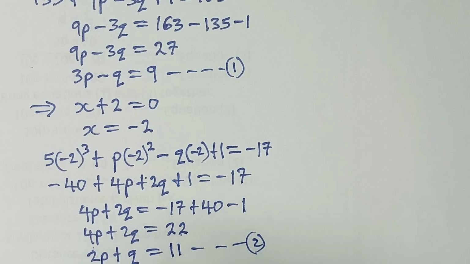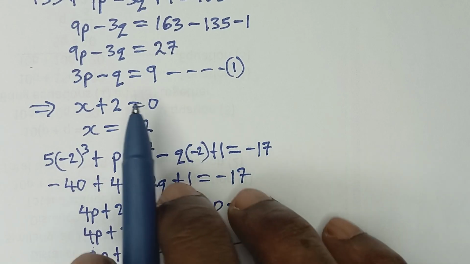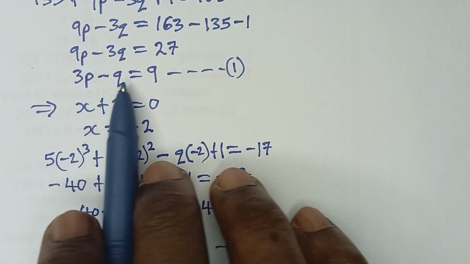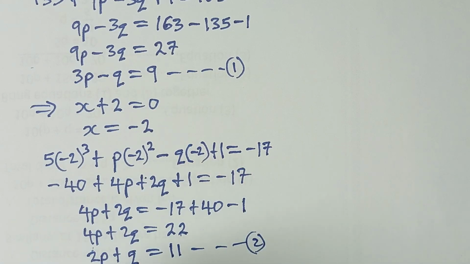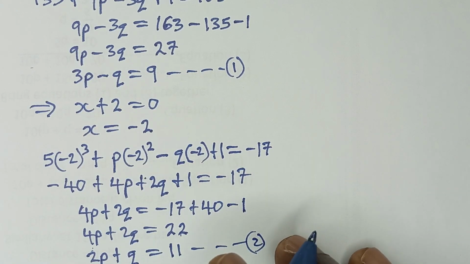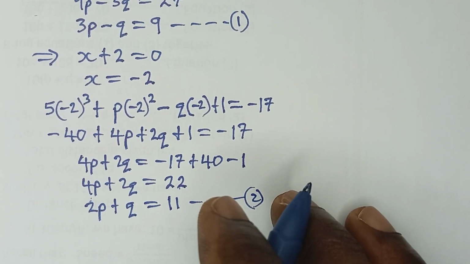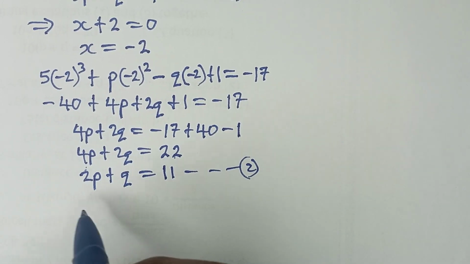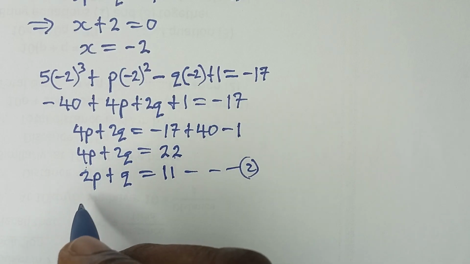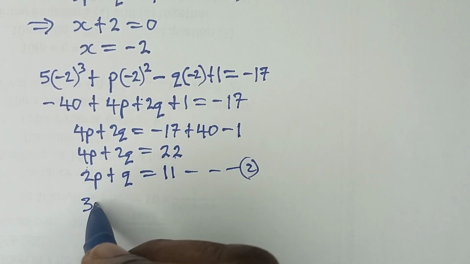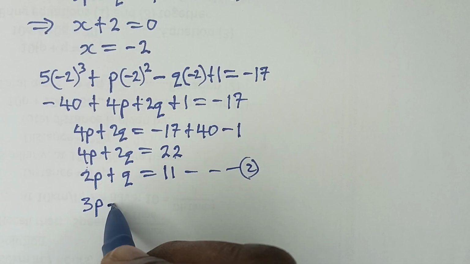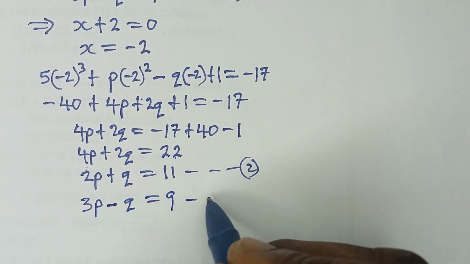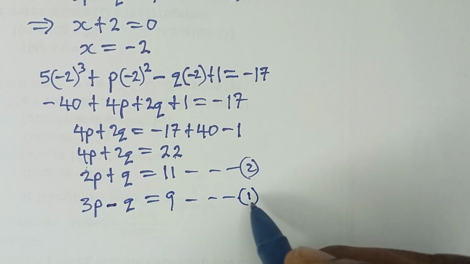Don't forget our equation 1. Let me bring down equation 1. This is equation 1 that says 3p minus q is equal to 9. So let me bring it here to use it to solve them simultaneously. So I have equation 1, which is 3p minus q is equal to 9. Don't forget, this is our equation 1 obtained earlier.